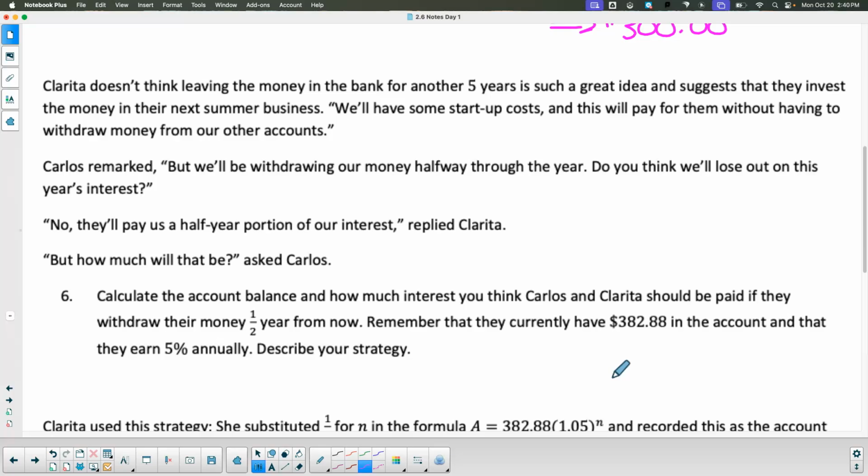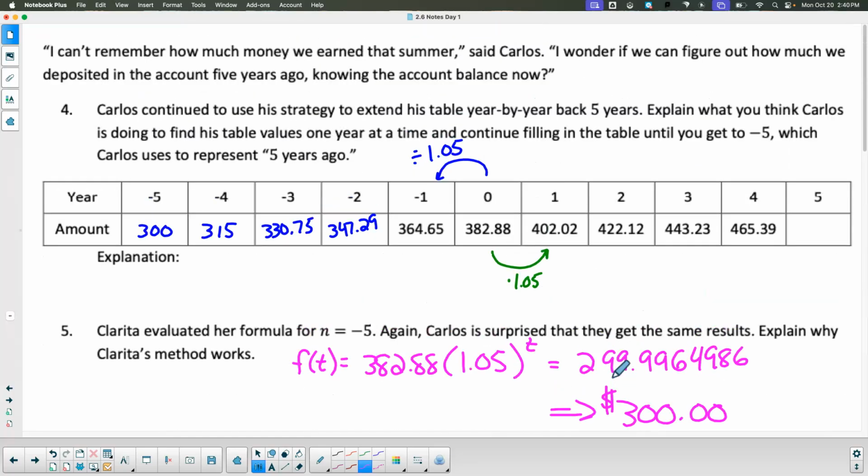Okay? So, back up here. They now are looking for how much money they'll have if they take out their money right here at year 1/2. That's what they're saying. They're going to take it out in June of this year. With me? What do you think that they're going to have? How much money are they going to have in their account? I'll give you a couple of minutes to figure that out.